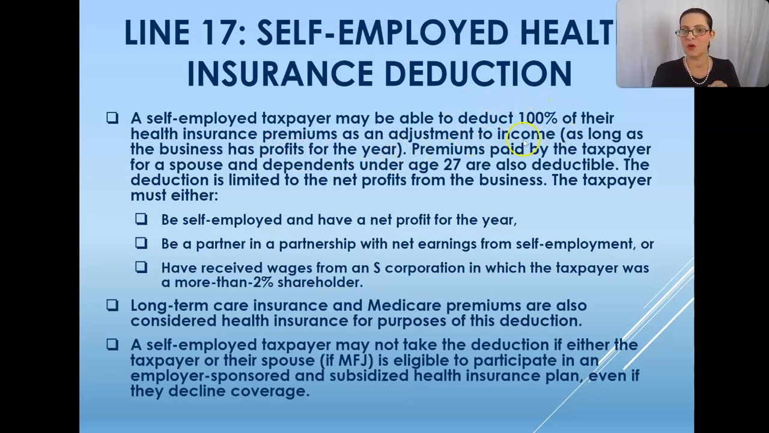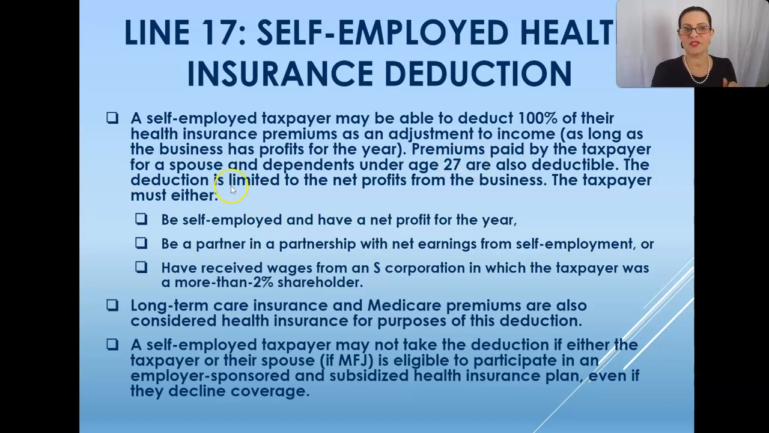This percentage used to be lower. Many years ago, it was only 50%. And then enough people complained to their representatives that Congress changed it to 100%. So you can deduct 100% of your health insurance premiums, but not on the Schedule C once again. If you're self-employed, it's an adjustment to income.